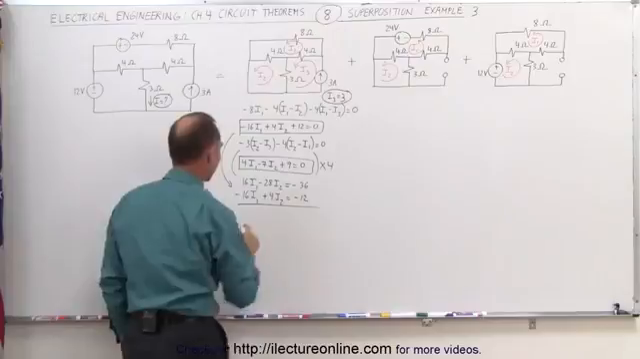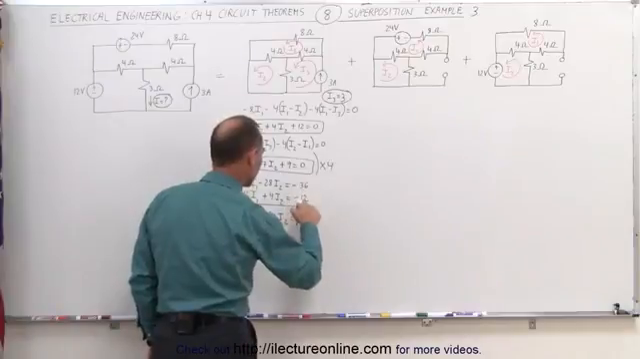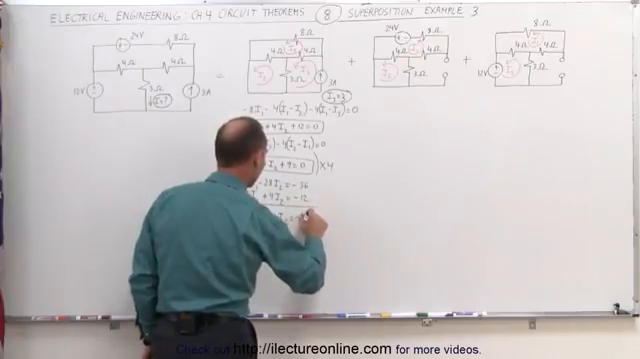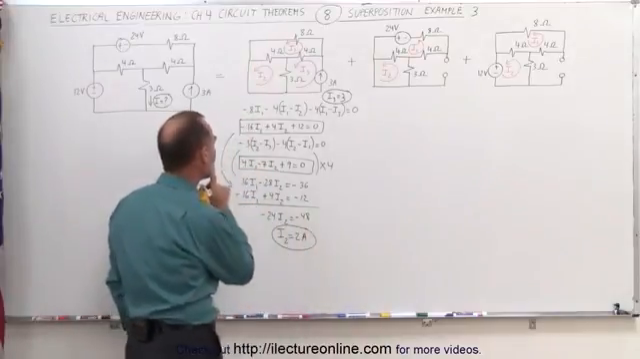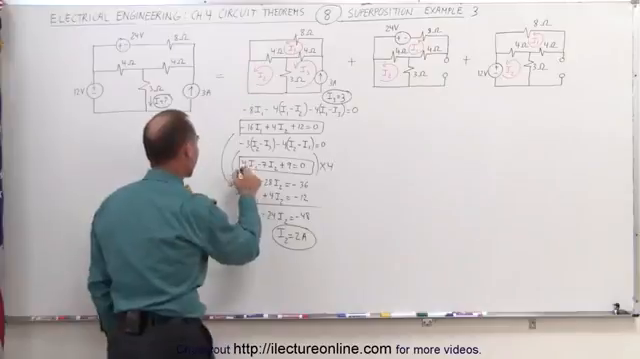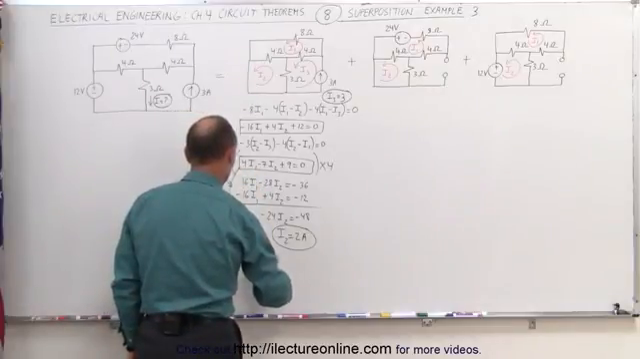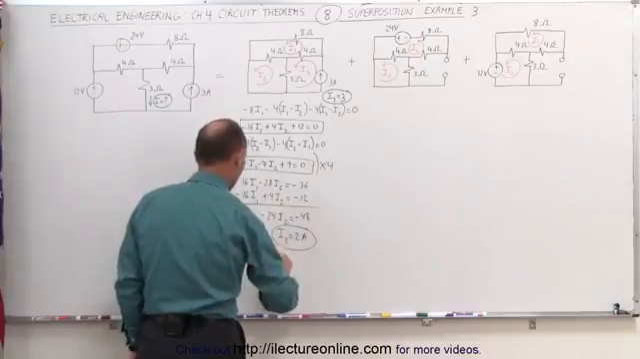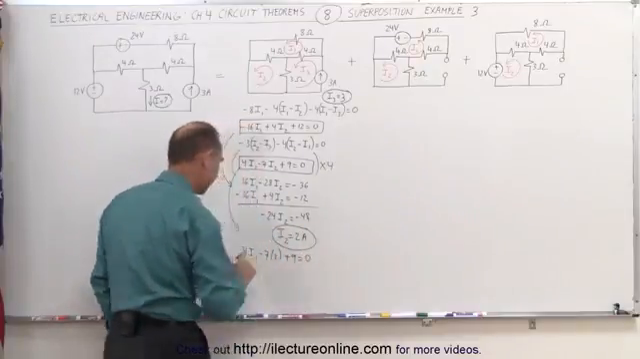Add those together. The I1s drop out. I end up with minus 24I2 is equal to minus 48. I2 is equal to 2 amps. And then I need to use one of those equations to solve for I1. I think I'll use this equation right here. So 4 times I1 minus 7 times I2, which is 2, plus 9 equals 0.